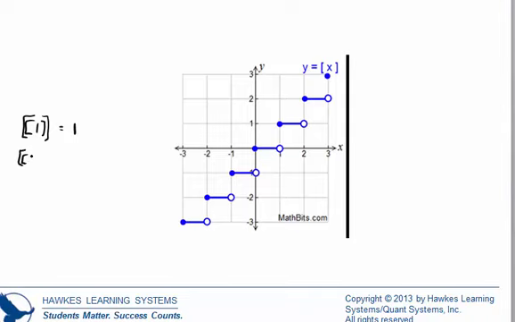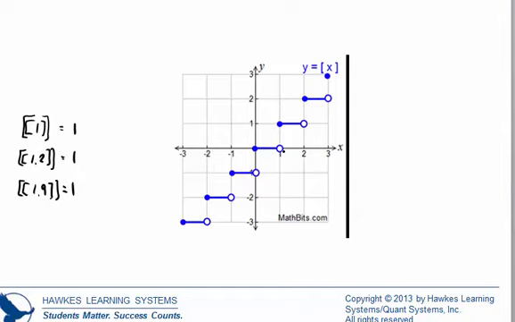And if we do in the greatest integer function 1.2, it's also going to return 1. 1 is the largest integer that is less than or equal to 1.2. If we put in 1.9, it's also going to return 1. 1 is the greatest integer that is less than or equal to 1.9.